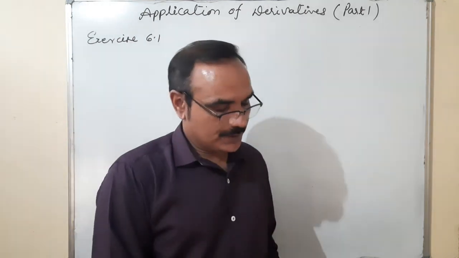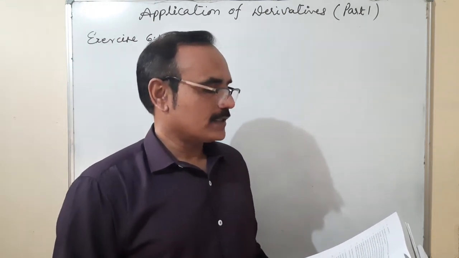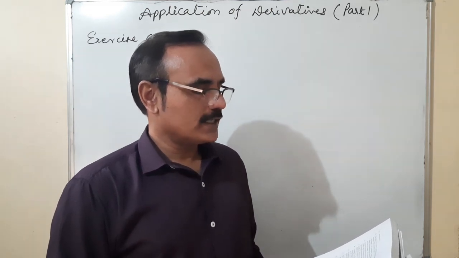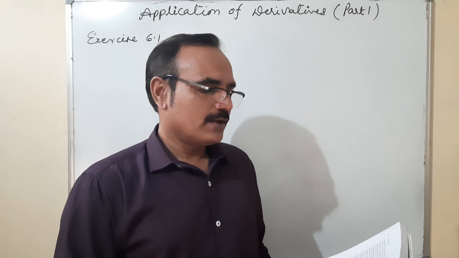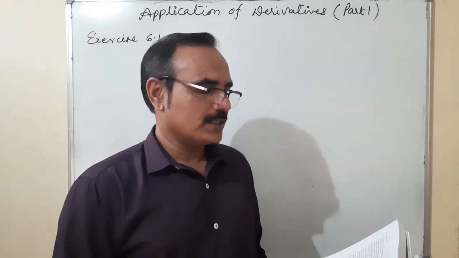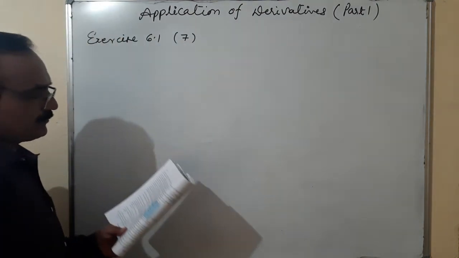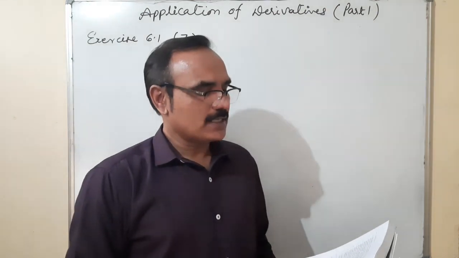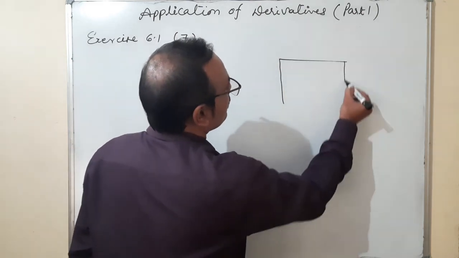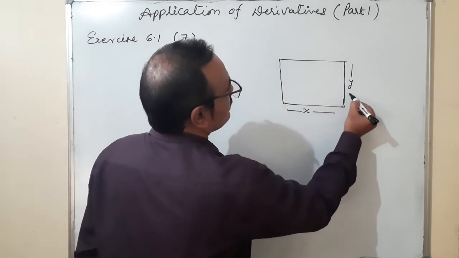Now taking question number 7. The length x of a rectangle is decreasing at the rate of 5 centimeter per minute, and the width y is increasing at the rate of 4 centimeter per minute. When x is equal to 8, y is equal to 6, find the rates of change of first the perimeter, second the area of the rectangle. Okay, clear question? Making a rectangle here, length x, breadth y.